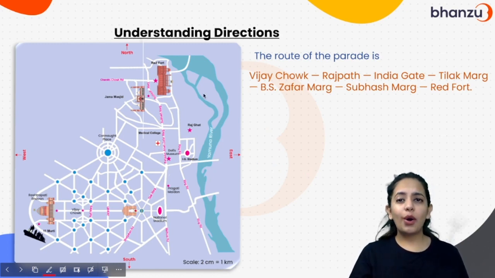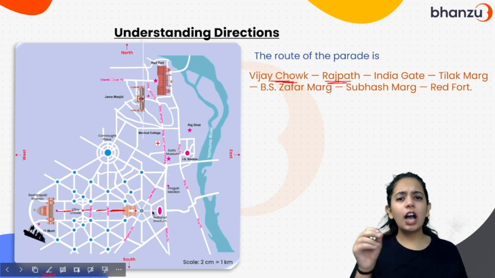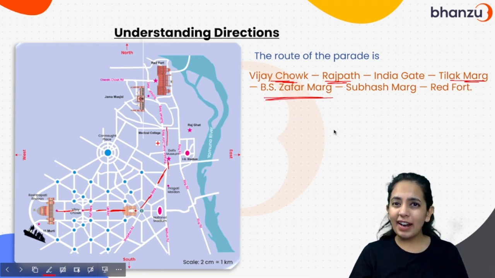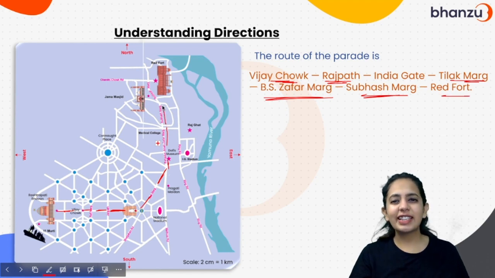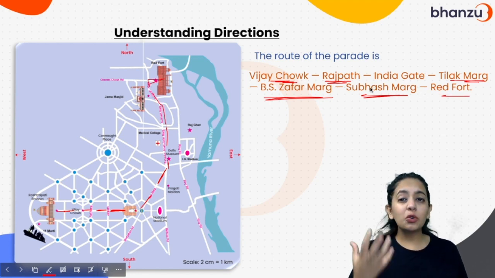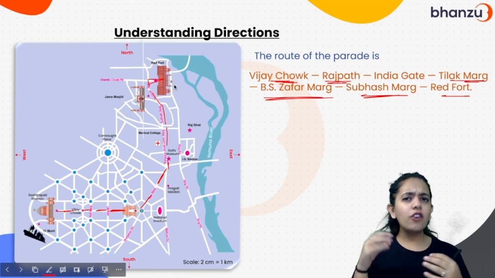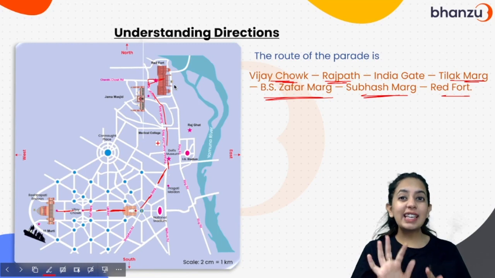So this is the route of New Delhi, and let's say the parade is happening here. The parade starts from Rashtrapati Bhavan. First it starts from the Vijay Chowk, then it travels through the Rajpath Road, and then it reaches the India Gate. Now from the India Gate, we have to take the Tilak Marg. So my dear, this is the Tilak Marg. Following that, we have to go to B.S. Zafar Marg, and then Subhash Marg, and at last it reaches the Red Fort. So this is the route of the parade. Did you understand the directions and how it travels? We have already learnt about maps in the last class, so I hope it's easy for you now.